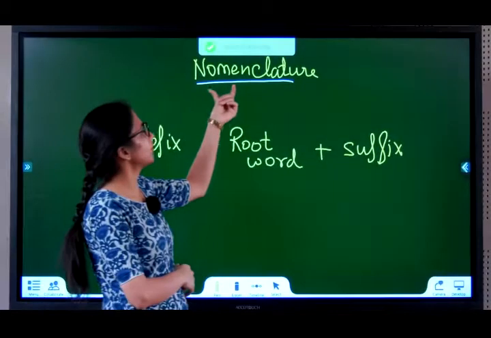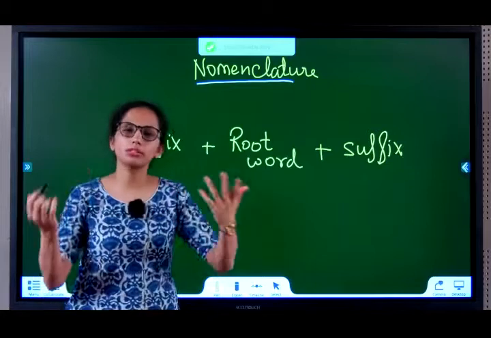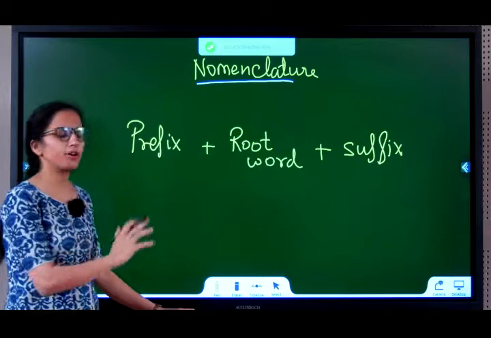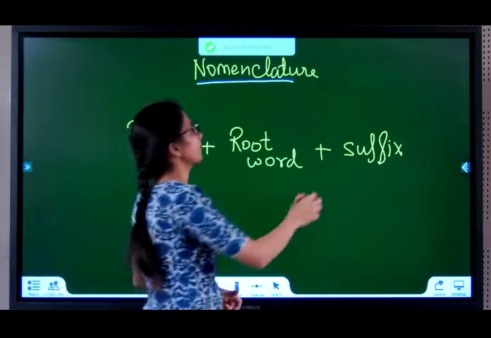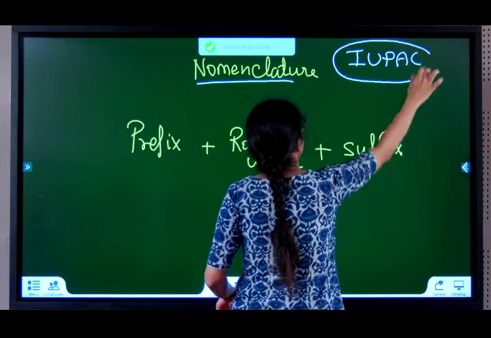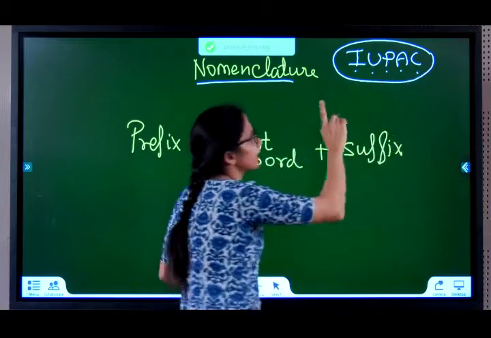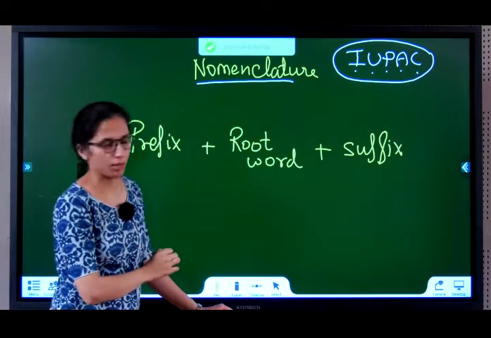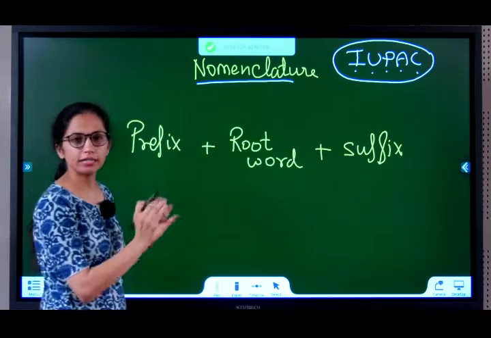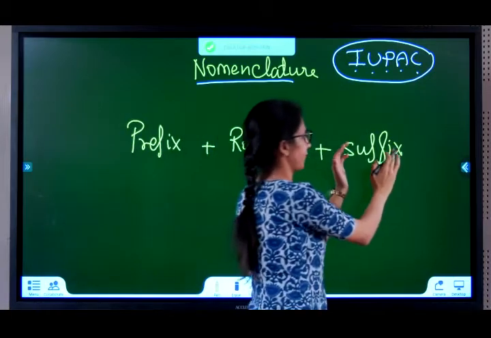So now we're going to nomenclature. I told you why we need nomenclature, right? Because we have so many carbon compounds, it's very difficult to memorize the names of all. So we have some system of naming. Who gave the system of naming? IUPAC. What is this IUPAC? It is International Union of Pure and Applied Chemistry. They decided how to name the compounds. So while naming the compounds, we split the word into three parts: prefix, root word, suffix.